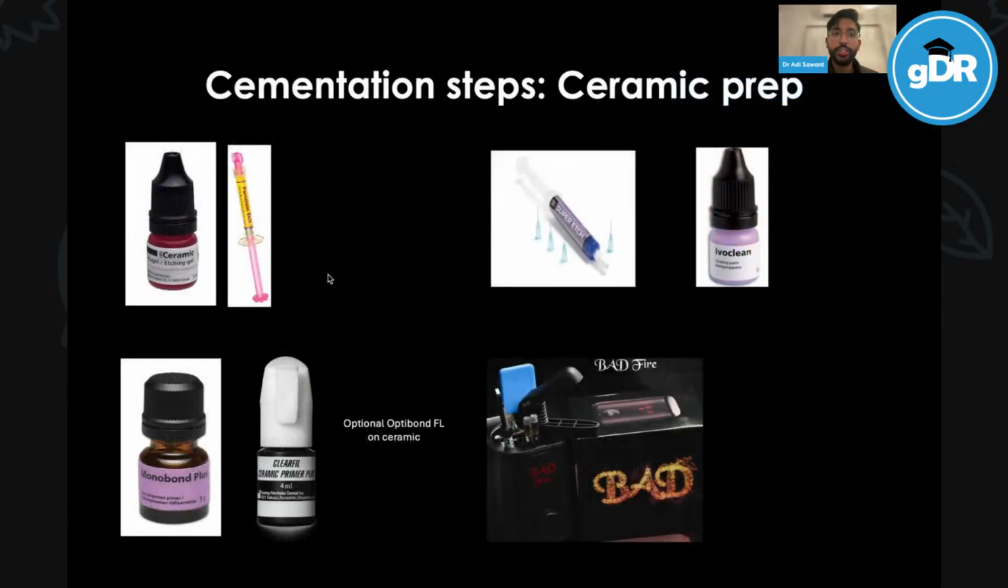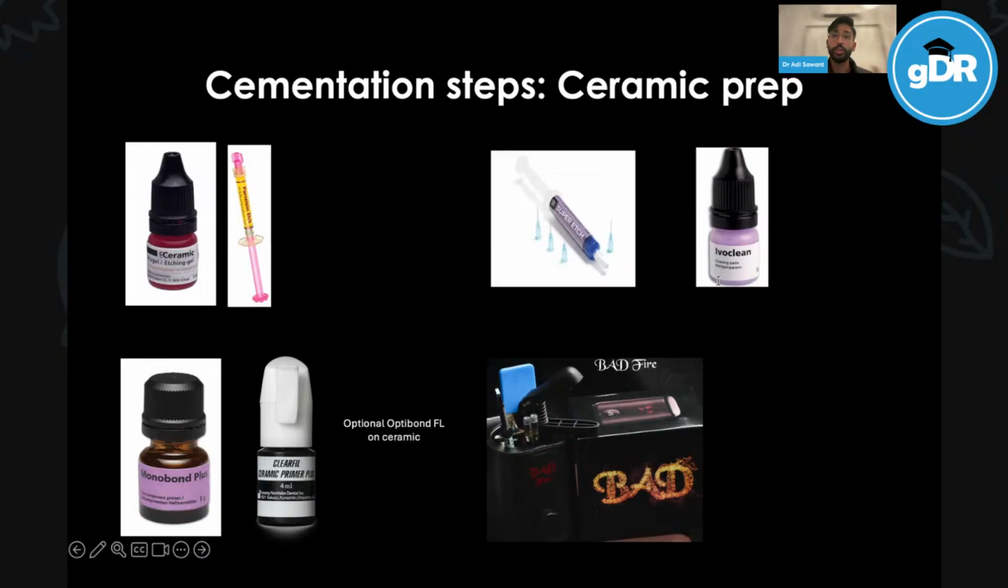Now, cementation steps. These ones will vary depending on what materials and things you have, but I'll give you a quick rundown. Essentially, you'll try your ceramic in, and now you need to clear saliva and blood contamination. I essentially just wash it, and I go straight on to ceramic etching. I don't really do an IVA-clean step before. Ceramic etching takes care of it.